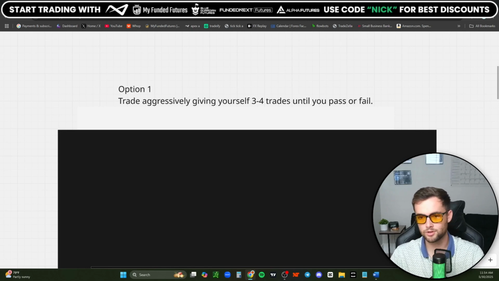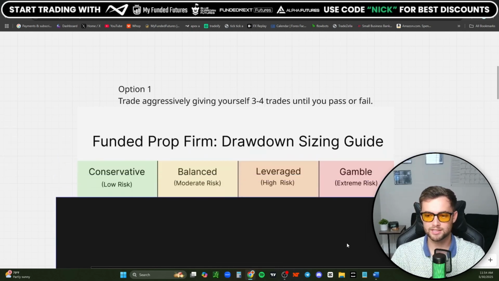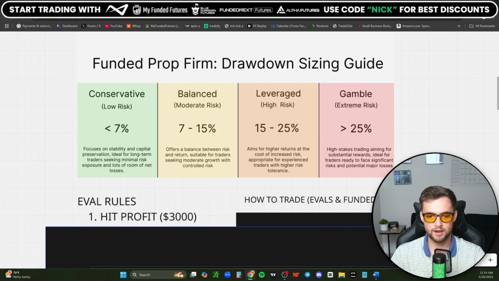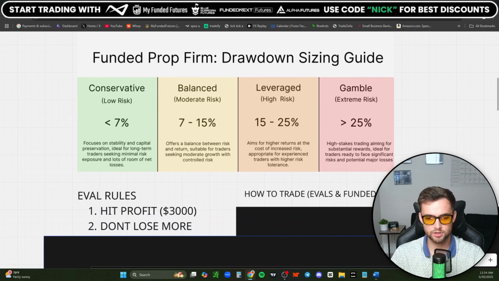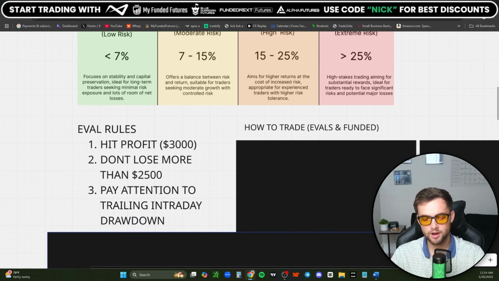But for me, those are just easy numbers. Now, the funded prop firm drawdown sizing guide, I like to stay in between this leverage to gamble on the evals because, like I say, they're only $16 for a completely new account. Or worst goes to worst, you can just buy like a $40 reset. And like I said before, the eval rules are $3,000. Don't lose more than $2,500. Pay attention to the trailing intraday drawdown.